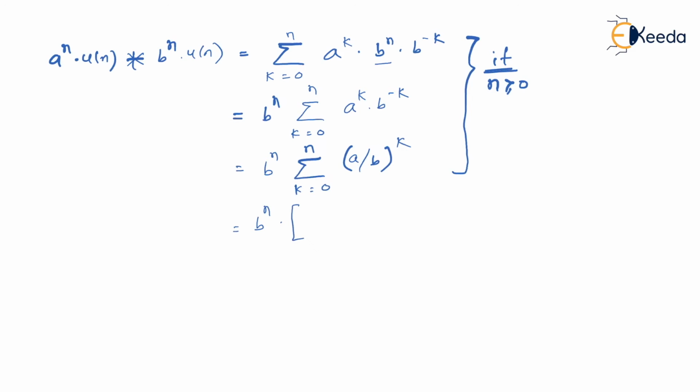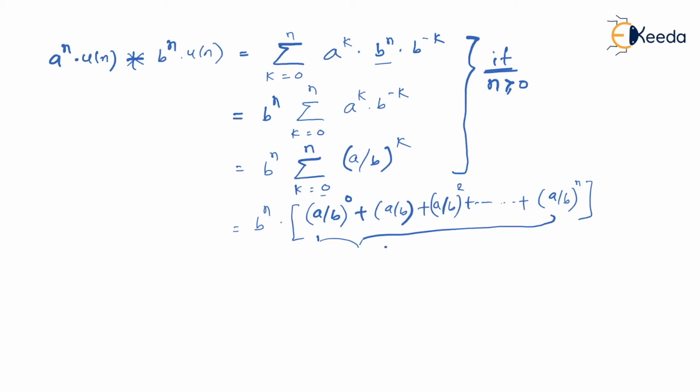Now I can expand this GP series. As you can see, even here k moves from 0 to n. So let us substitute the value of k equal to 0 first. It becomes a by b to the power 0 plus a by b plus a by b whole square and so on. Am I right? So this goes up to a by b to the power n. So even this series has n plus 1 terms. Is that right? So now I can approximate it like this, b to the power n.